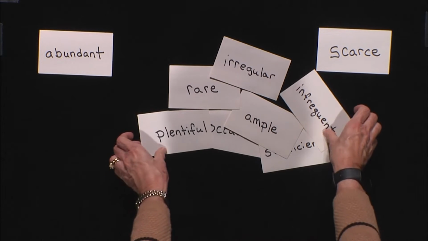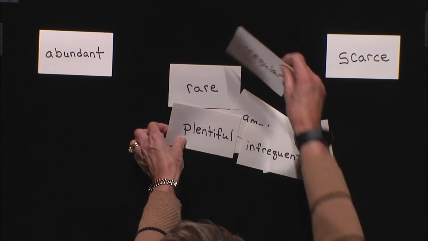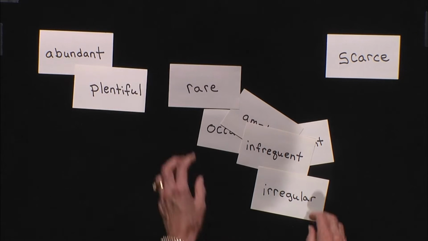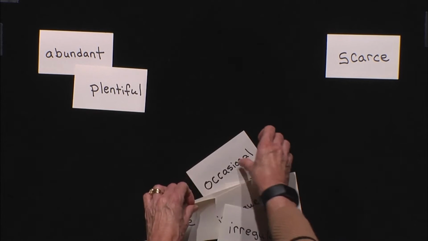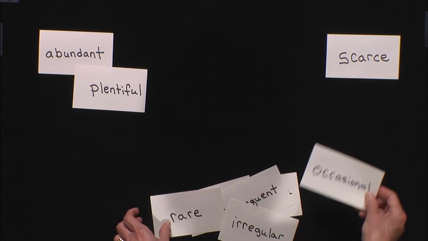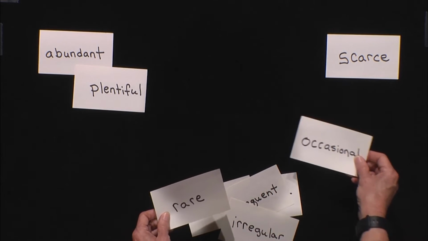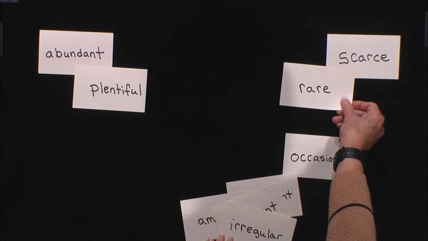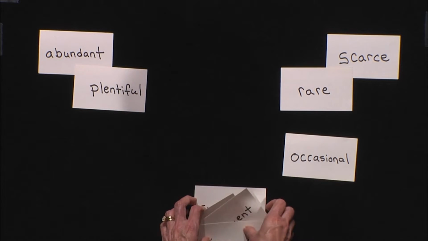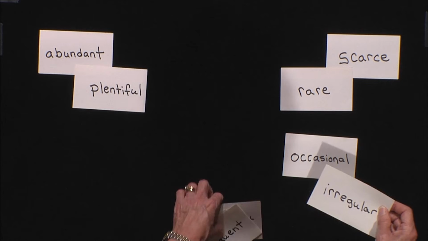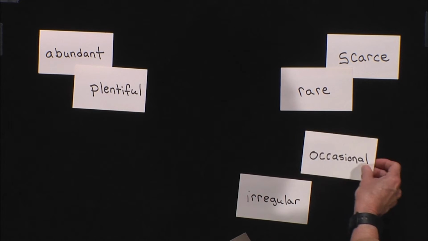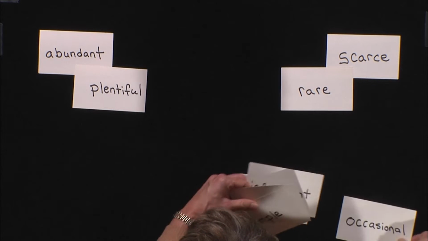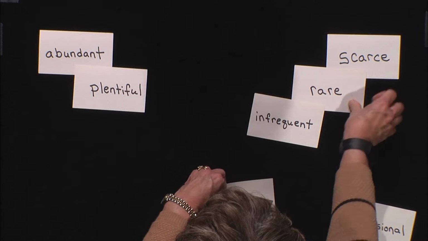All right, as I think about these words, I think about plentiful, and that sounds very close to abundant to me, so I'm going to place it there for right now. I might change my mind later, but for now, that's where it's going. Occasional, I think that's somewhere down here in the middle. I'll make that decision in a couple of minutes. Rare, that's definitely scarce, so I'm going to place that right next to scarce. Irregular, I think that's down here towards the middle, so I'm going to place it there. And then infrequent, I think, is going to be closer here to scarce as well.